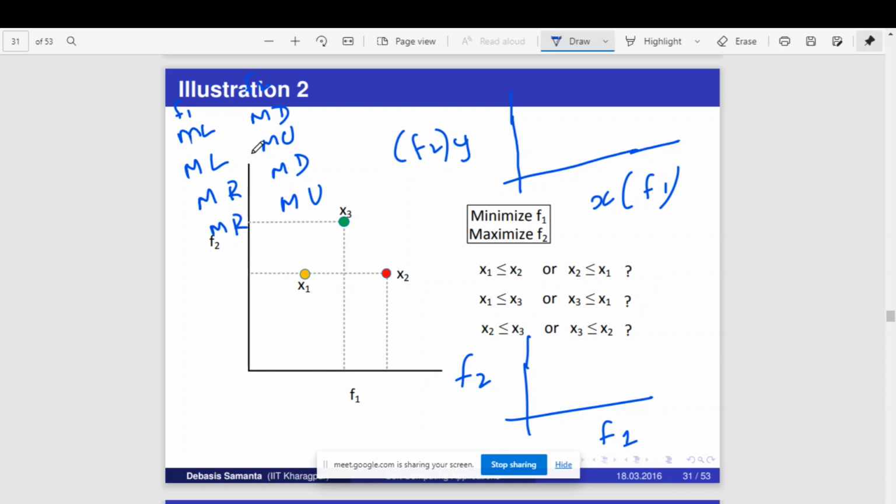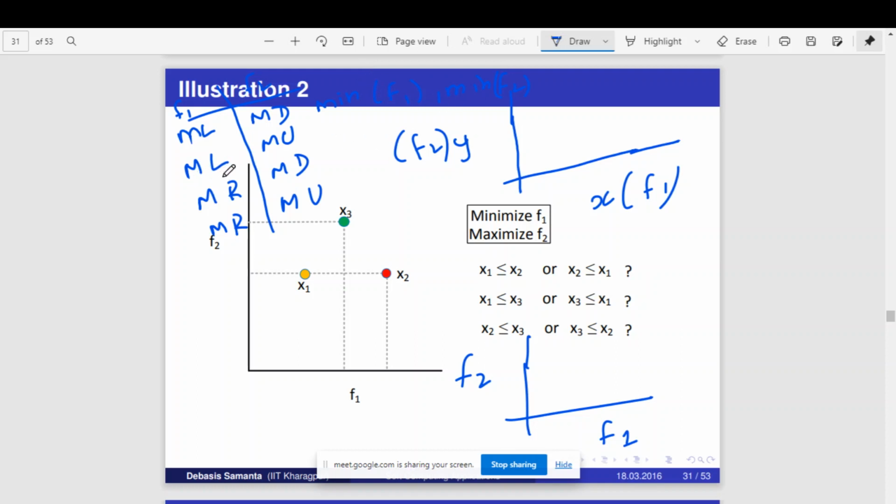So when you minimize both f1 and f2, the first option will happen. The solution will move towards left and also towards down. The solution which is more towards left and more towards down will be considered a better solution, if it is minimize f1 and minimize f2.